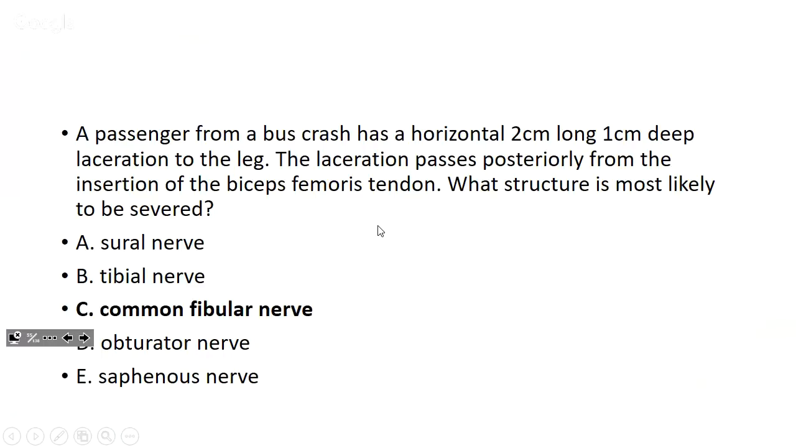So if it's posteriorly from the insertion, then that will likely hit around the area of the head of your fibula, which will hit your common fibular nerve.